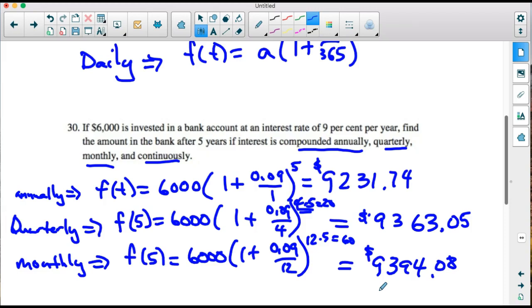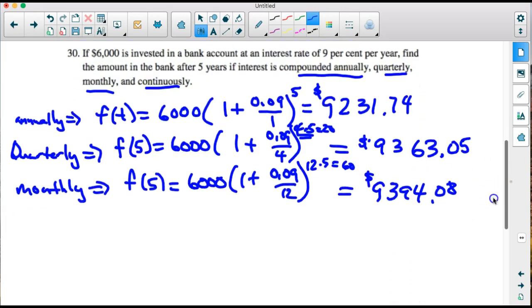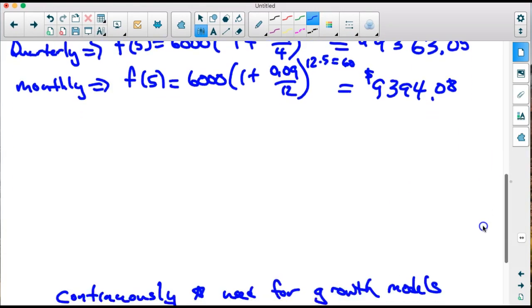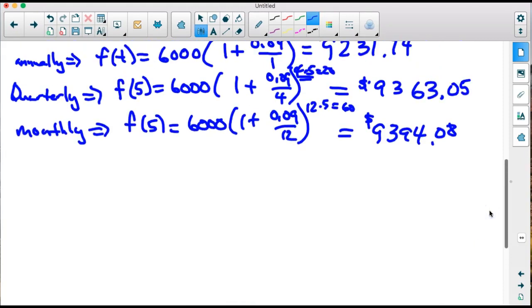All right, now continuously is a different equation altogether. It modifies this equation because we've got to make this number huge. This number down here gets very big.